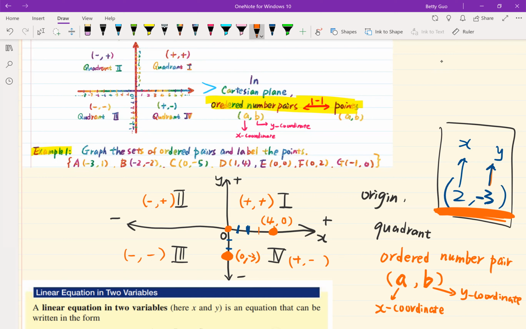Okay? And what about this special point, the origin? What is the number pair that could define that point? It is 0, 0. 0, 0 corresponds to the origin here. I think the best way to learn is to practice. Let's look at example 1.